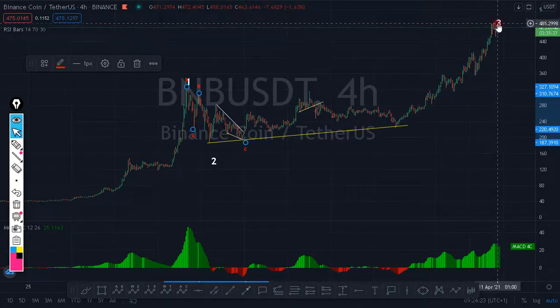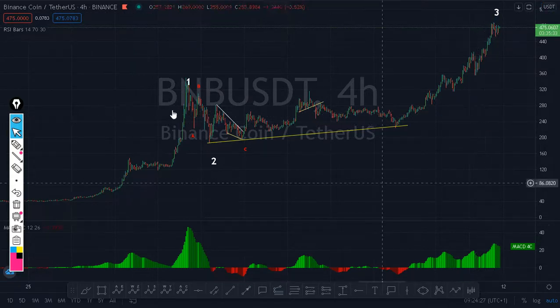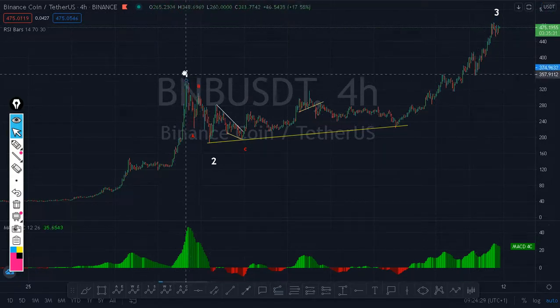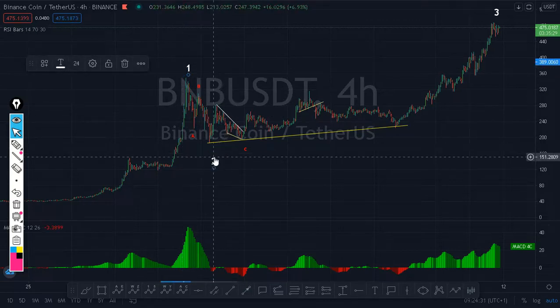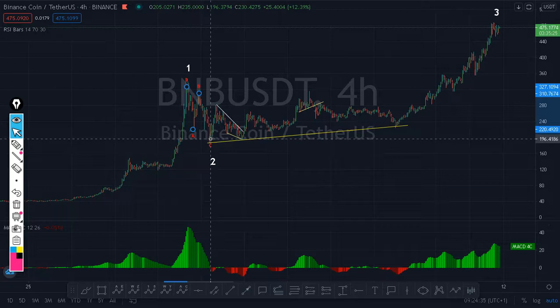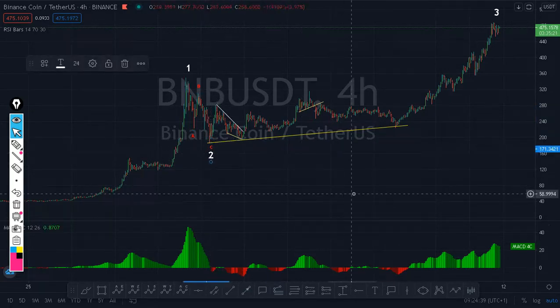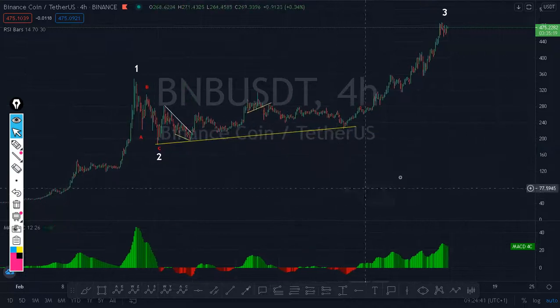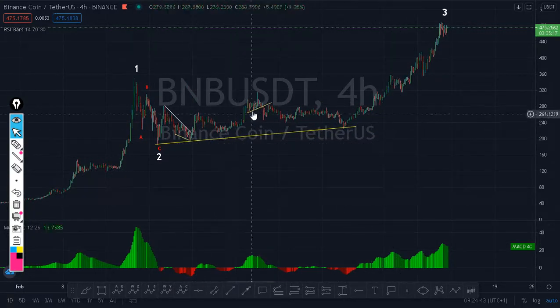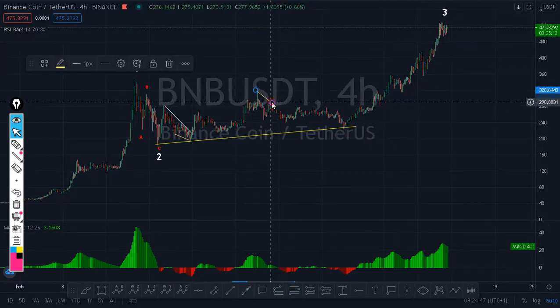Okay, let's leave it like this for now. Let's say this is wave 1. This is wave 2. And wave 3 is developing. Now, the only thing I can tell you, I've forgotten your name.